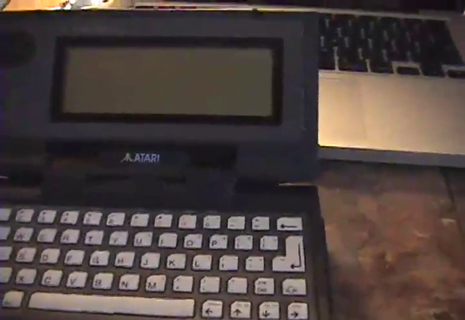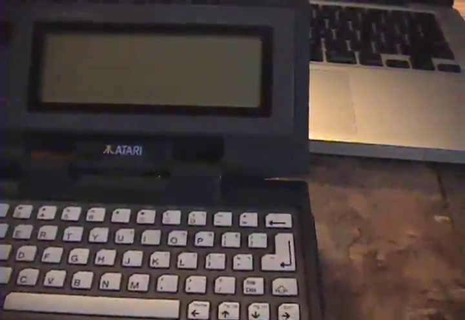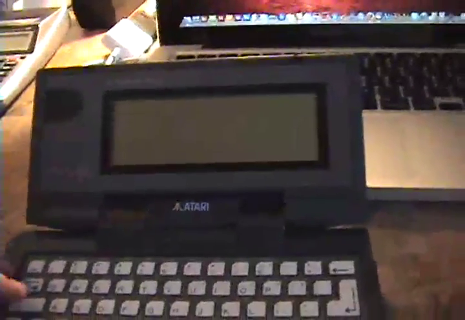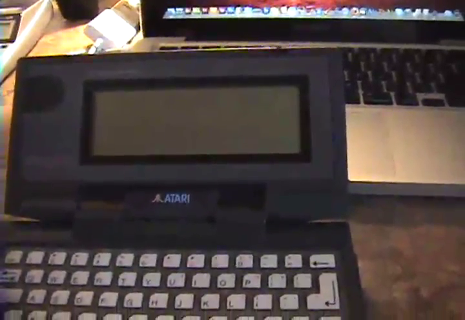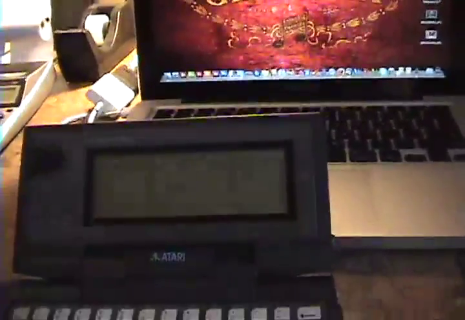So I disassembled it, and I checked it for damage, and I didn't really see anything wrong with it. I put it back together again, and I let it sit overnight with fresh batteries, and it turned on the next morning without any problems. It's been working fine ever since. So I'll tell you a little bit about this machine.